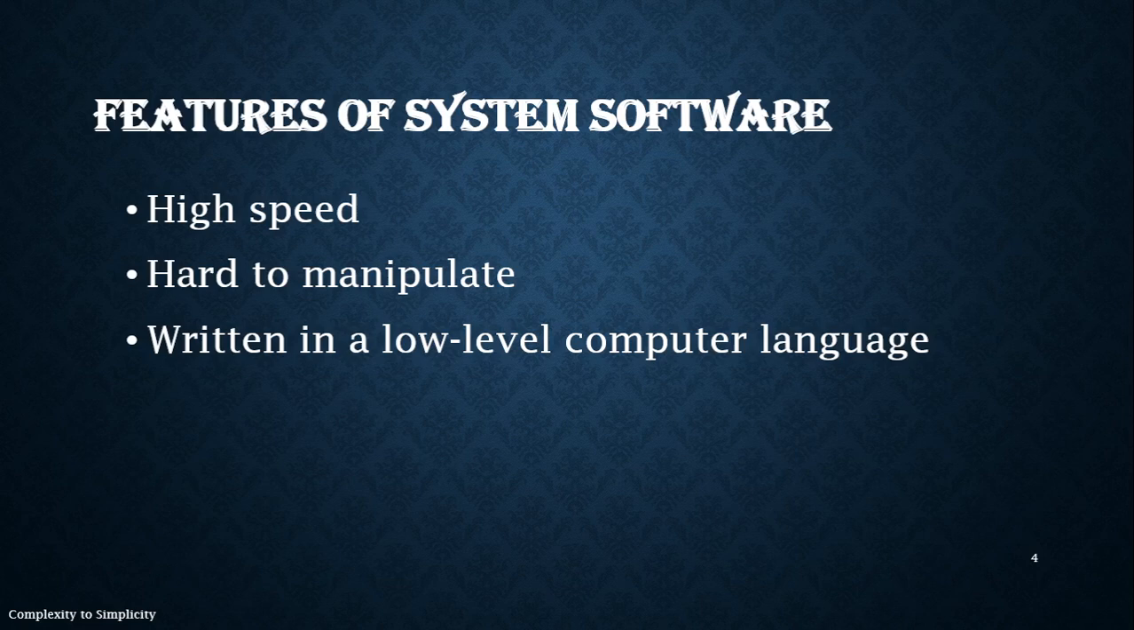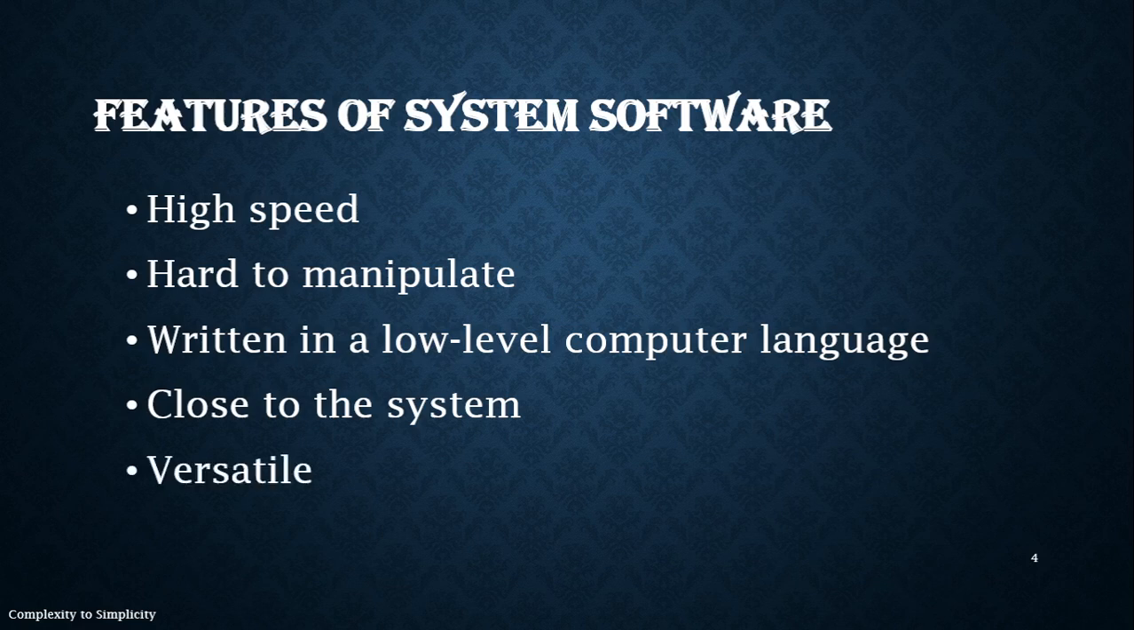Next, written in a low-level computer language. As we discussed under hard to manipulate, low-level language is actually the computer's machine language. So system software must be written in a low-level machine language, which the CPU and other hardware can read. Next we have close to the system. It connects directly to the hardware that enables the computer to run. And last we have versatile.